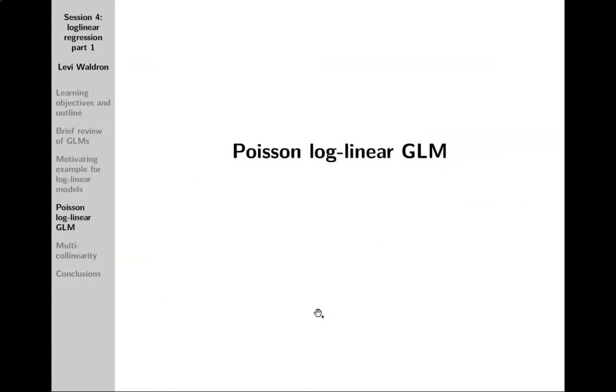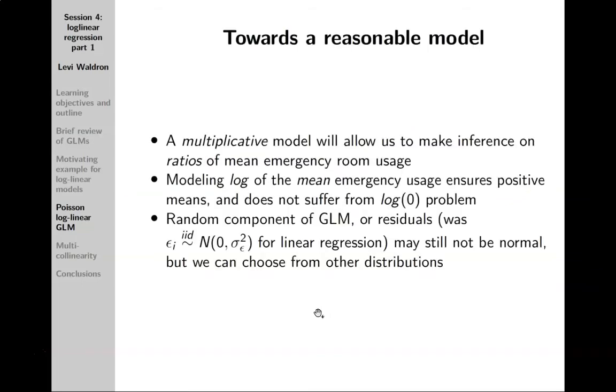So it's for these issues that we introduce the Poisson Loglinear generalized model, which starts moving towards being reasonable for a scenario like this. First of all, it is a multiplicative model, not additive. What that means is it will allow us to make inference on the ratios of mean emergency room usage. So the coefficients will be interpreted as ratios, like a coefficient of 2 will mean a doubling, not an adding of the number of emergency room visits.